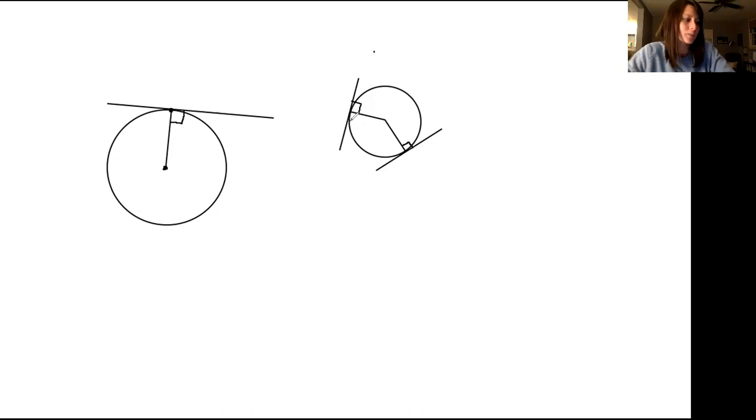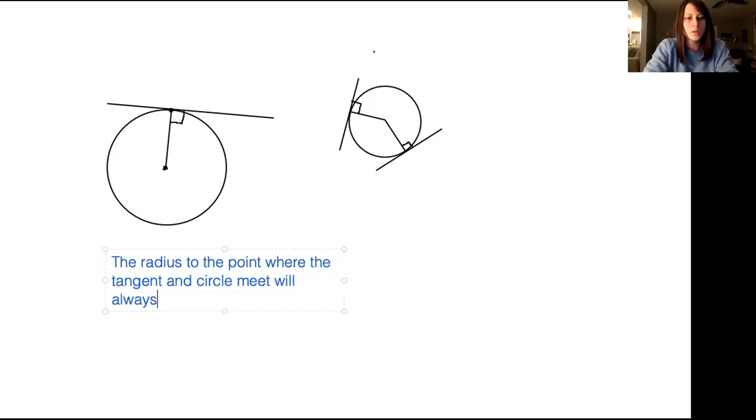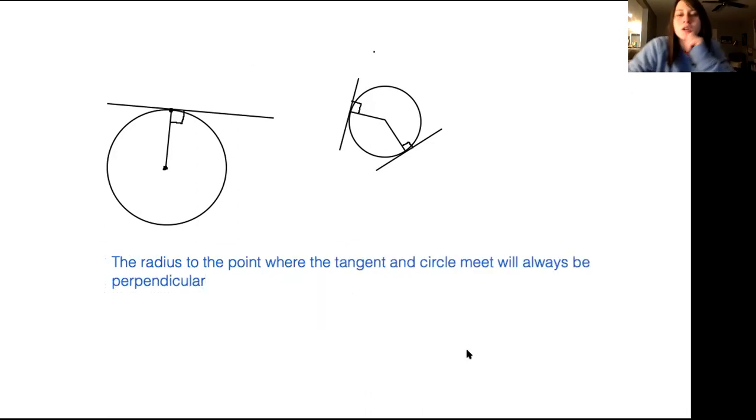It's always perpendicular. So the radius to the point, I guess I'll type this out so you can have this. The radius to the point where the tangent and circle meet will always be perpendicular. Always. Okay. So we like to do a lot of things with right angles. So let's take a look at your study guide.